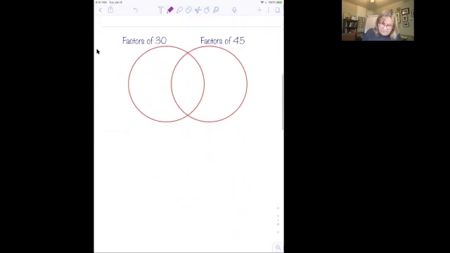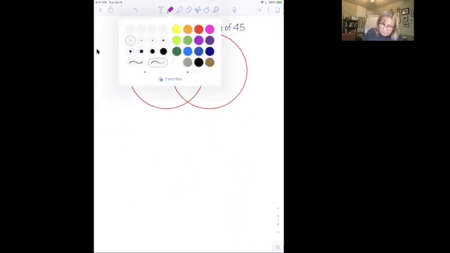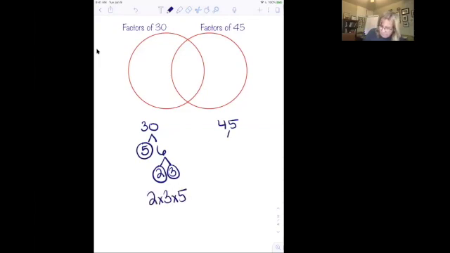Let's look at this one, factors of 30 and factors of 45. So we're going to do the same thing. We're going to do a factor tree to find the prime factorization of 30 and 45. So 30, I'll choose 5 times 6. You could have used any factor pair you want. 5 is prime, so I circled it. And then 2 times 3. So 2 times 3 times 5 is the prime factorization of 30.